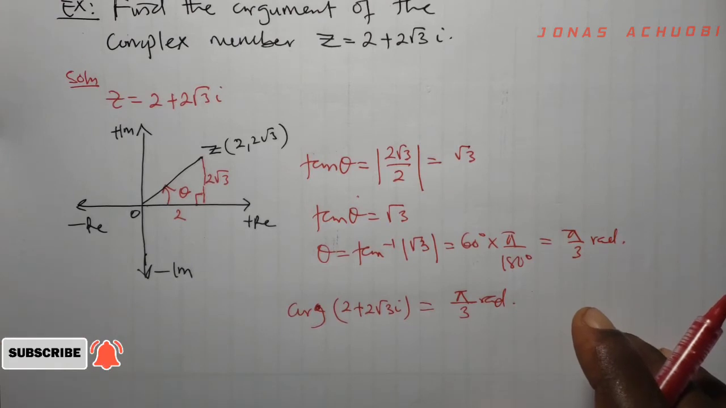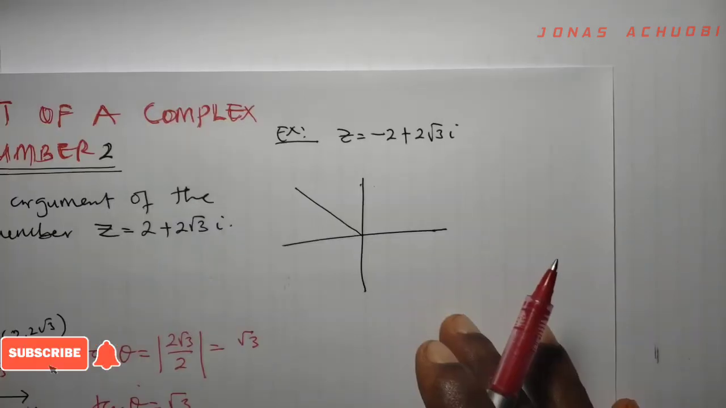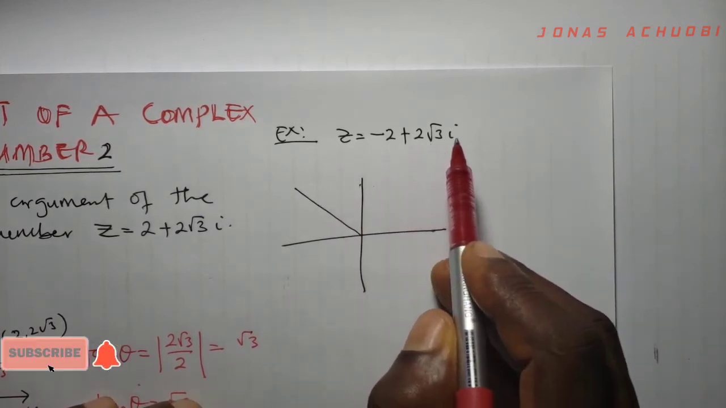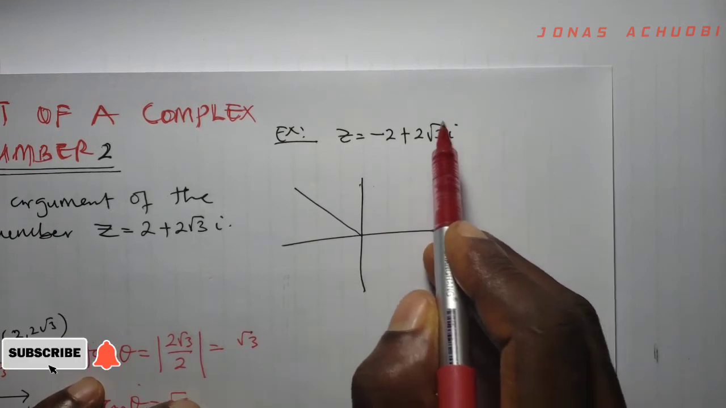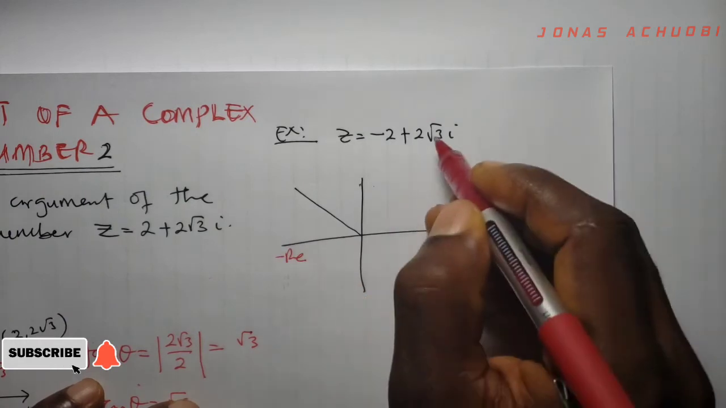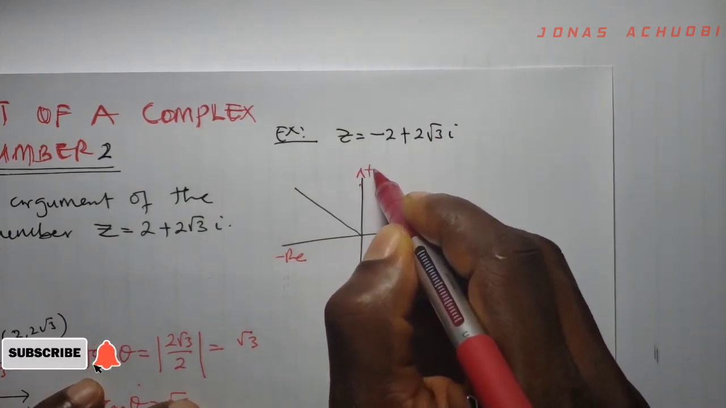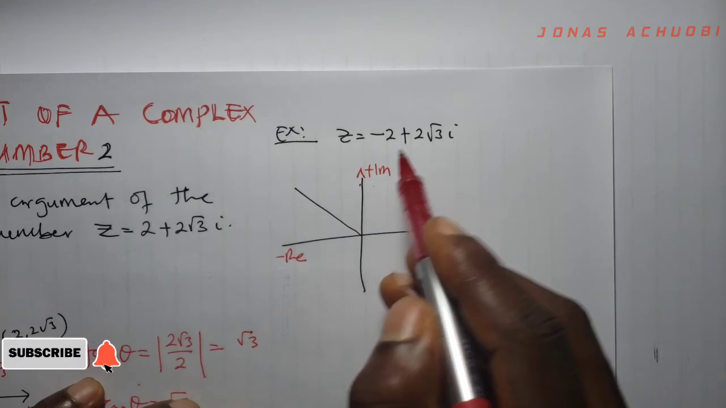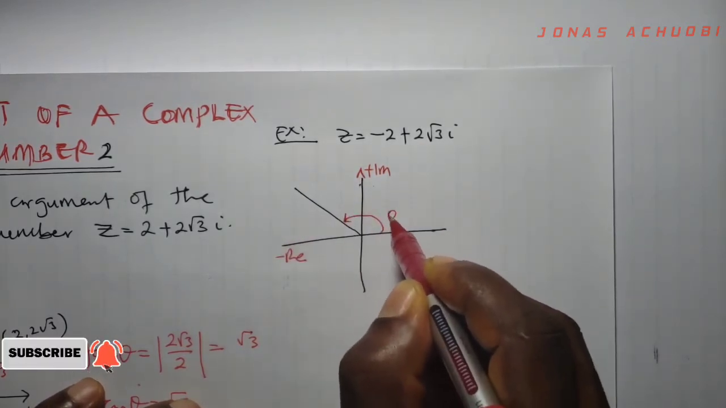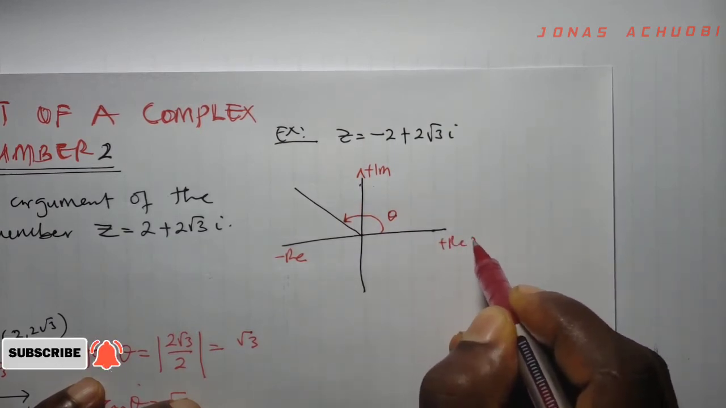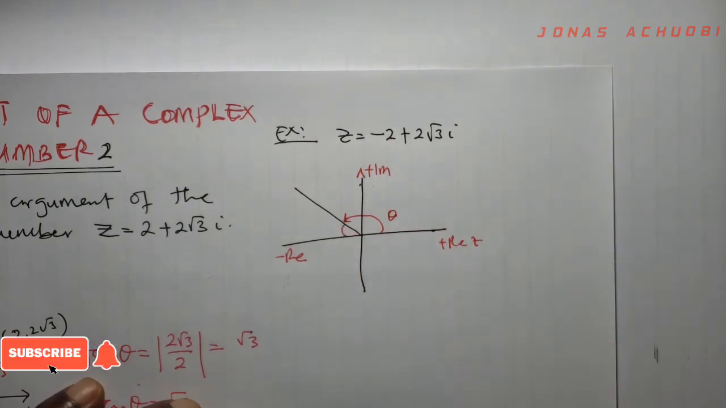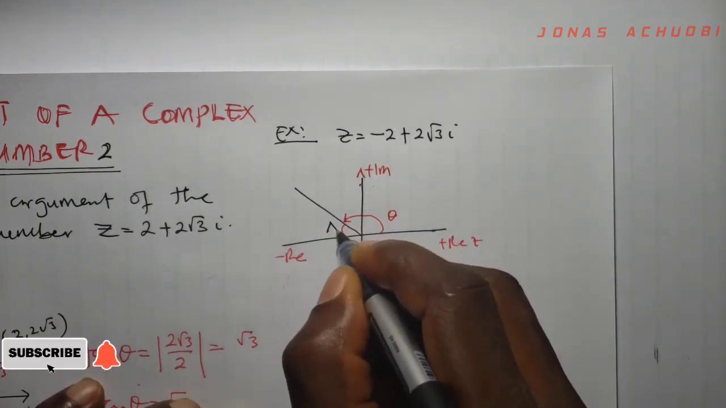So let us see what happens if this complex number should fall in the second quadrant. If we have z equals minus 2 plus 2 root 3i, this way the complex number now falls in the second quadrant, since the real part here is negative and the imaginary part is positive. So the argument therefore is this angle here, angle theta, which it makes with the positive real axis. Like we did before, to get angle theta, we first of all calculate the value of the acute angle here, which we call A.